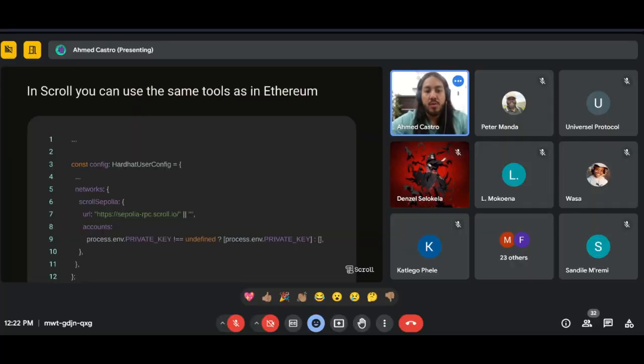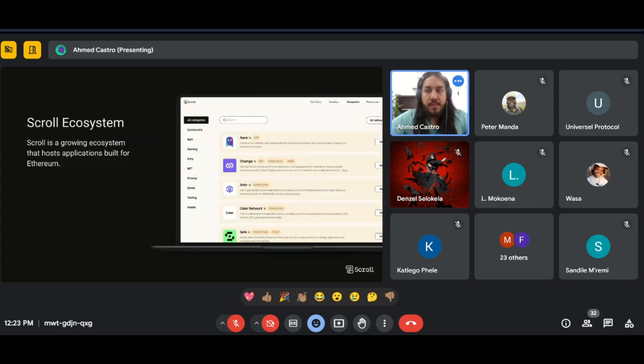which you are very used to. You only need to change the RPC URL and you will be deploying on Scroll. Everything works exactly the same. Scroll is compatible at bytecode level, so the bytecode is exactly the same. Scroll has the same EVM just as in Ethereum.